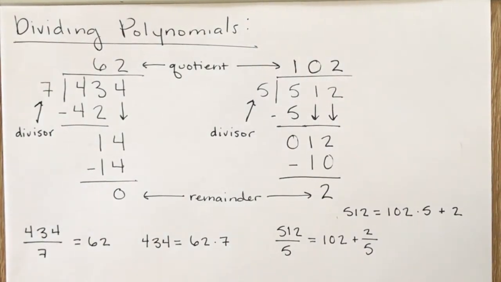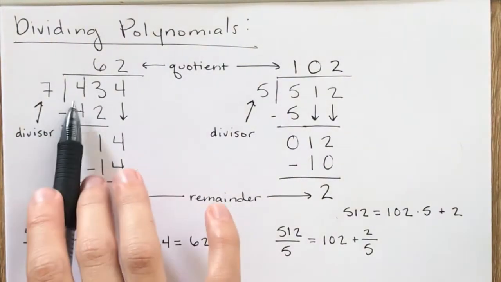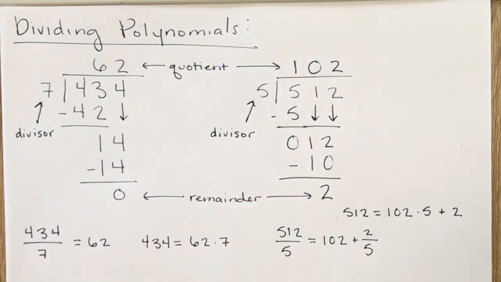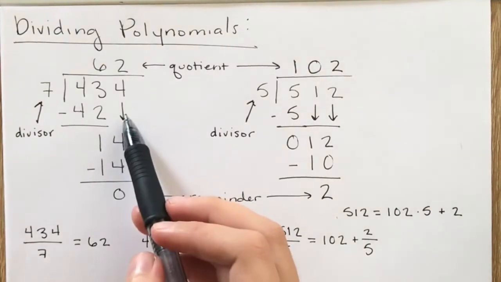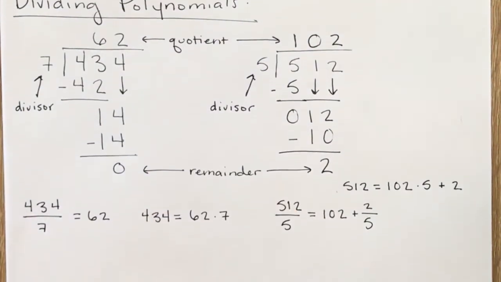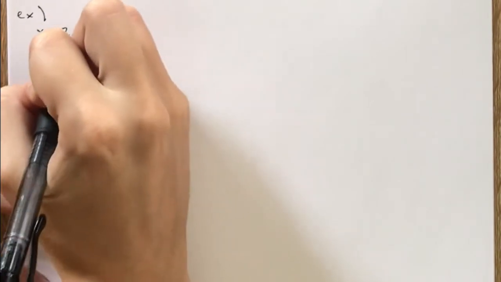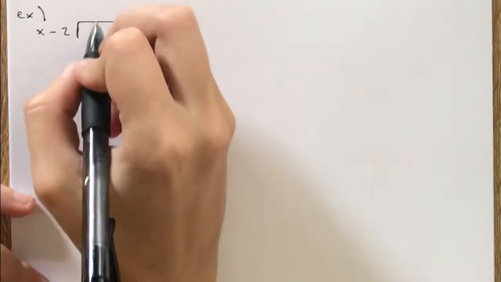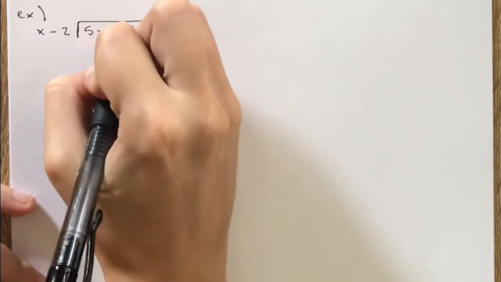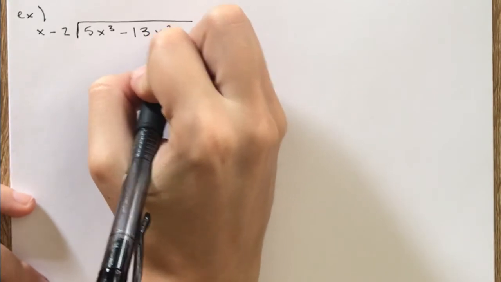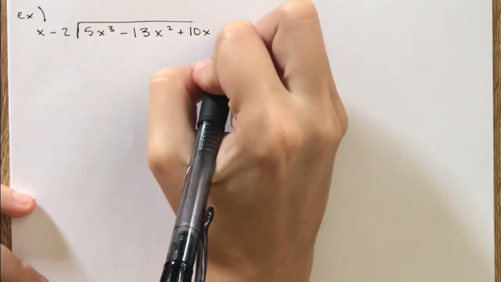Now, what does this process look like for polynomials? It's actually going to follow a very similar process that really depends on place values, right? And making sure we have things lined up in the right way. It is very, very similar to this process. So let's take a look at it. Let's say we were dividing by x minus 2, and the polynomial we were dividing was 5x cubed minus 13x squared plus 10x minus 8.